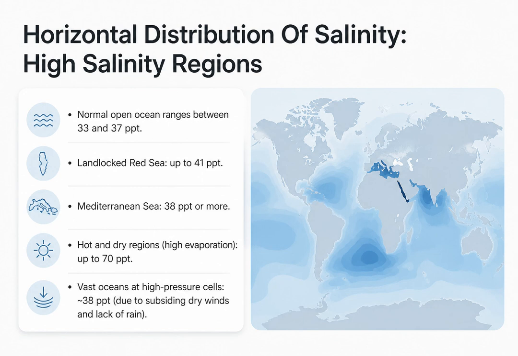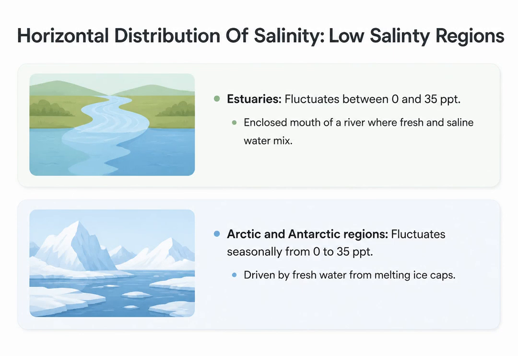Even in vast open oceans, we find regions of high salinity, around 38, that perfectly coincide with high pressure cells. In these areas, there is hardly any rain, and subsiding dry winds cause massive amounts of evaporation, leaving the salts behind. On the other end of the spectrum, we have low salinity regions.